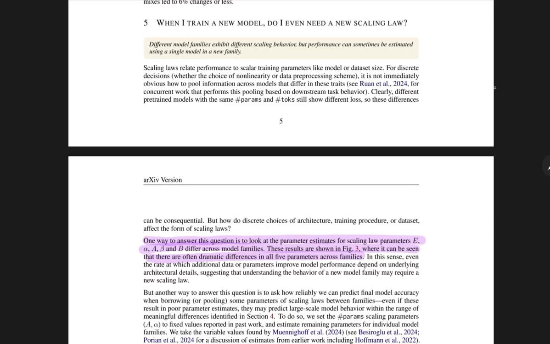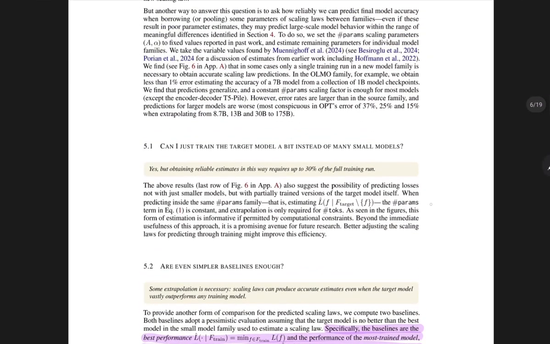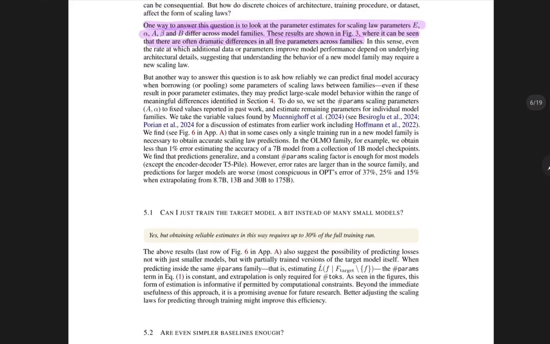Okay, cool. Now this was one law, and now moving to the next one. But before that, I think one more line we should understand. Another way to answer this question is to ask how reliably we can predict final model accuracy when borrowing some parameters of scaling law between families, even if these result in poor parameters. So to do this, they have set the parameters and the max value tokens to fixed reported values in past work and estimated the remaining parameters for individual models. So for example, for the OLMo family, we obtain less than 1% error estimating the accuracy of 7 billion models from a collection of 1 billion model checkpoints.